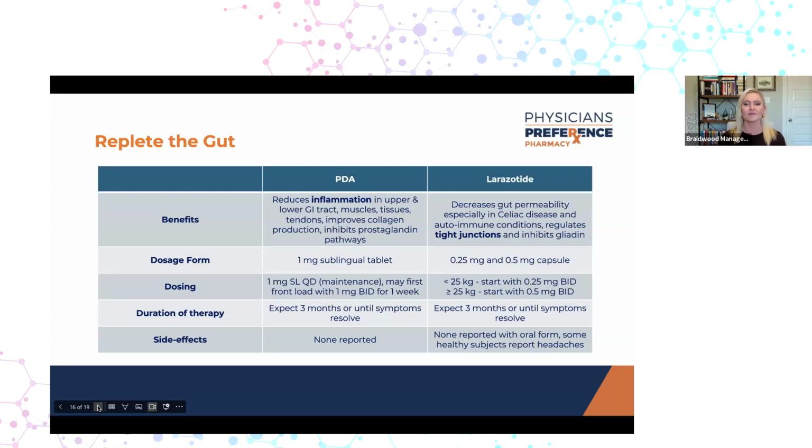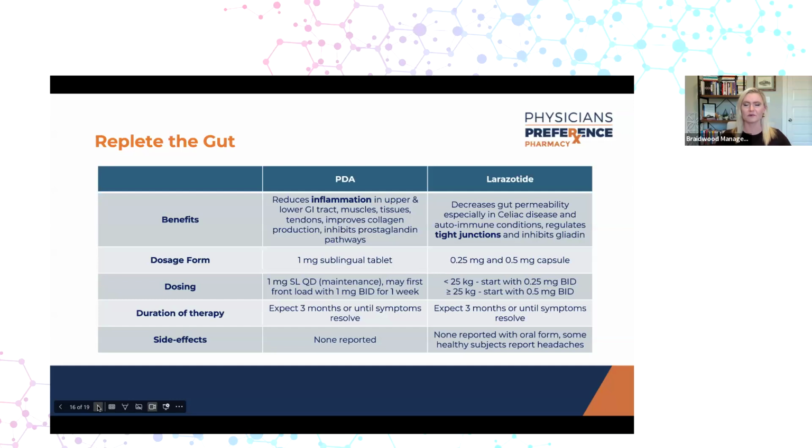But in a case like that, you can easily have your patients take 1 tablet twice a day for about a week. If it's a little longer, that's fine. And then back down to just 1 of the tablets daily for maintenance. The larazotide is more or less weight-based. It's not exact, but for those under 25 kgs, you'd start with the lower dose. Over 25 kgs, you start with the higher dose, and it's usually favorable to give your patients BID coverage. For both of these, your patient should expect to commit to about 3 months of treatment or until their symptoms resolve.